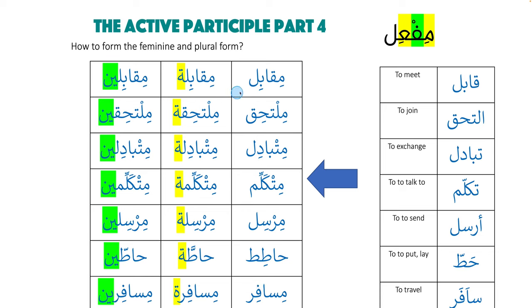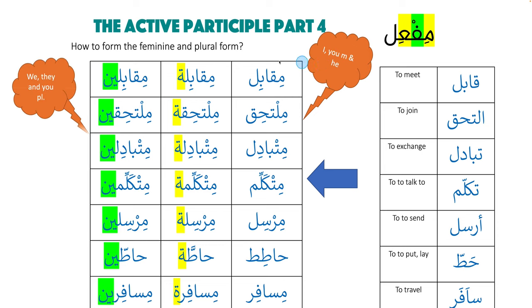And in terms of the meaning for all of these, regardless of the plural or the gender, the meaning stays the same. What that tells us is that this column would be used with I masculine, you masculine, and he. And the plural column on the left-hand side, which you see here, would be used with we, they, and you group of people.